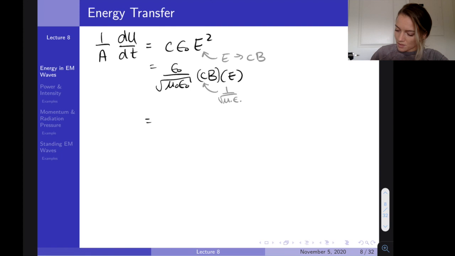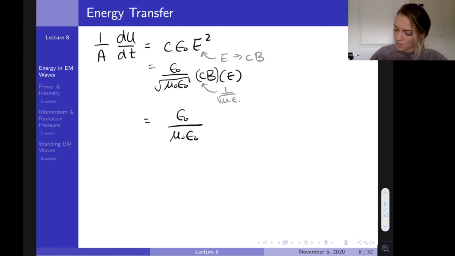And now this c here, let's also replace with 1 over the square root of mu naught epsilon naught. So this will give us epsilon naught from up here, and then we have the square root of mu naught epsilon naught, that's squared. And then we have B times E. And we can see that obviously our epsilon naughts cancel. So we're left with, I'll write it as E times B over mu naught as our energy per unit time per unit area.